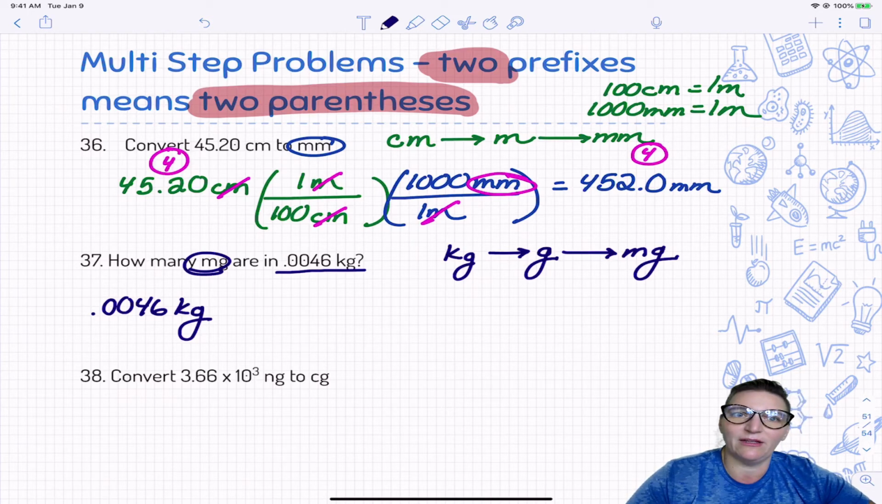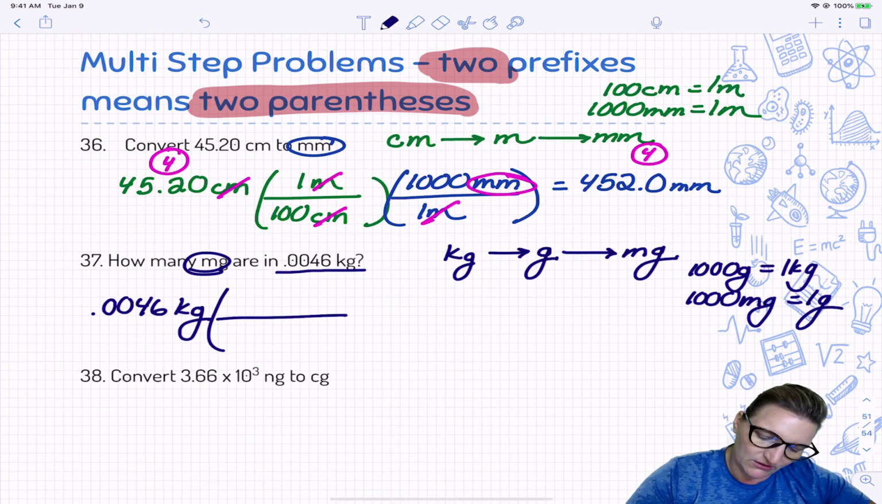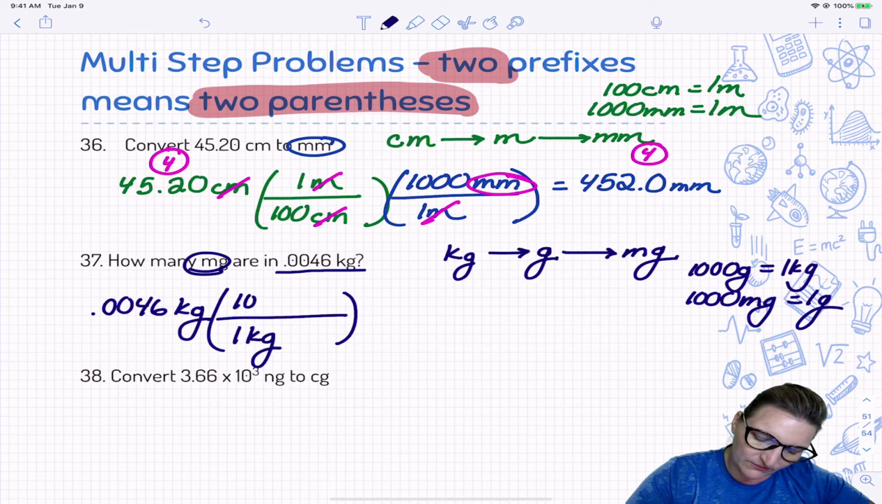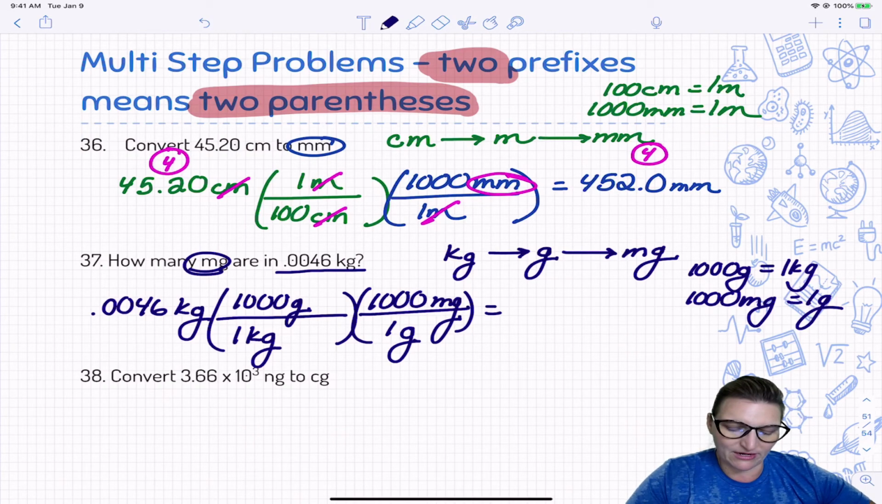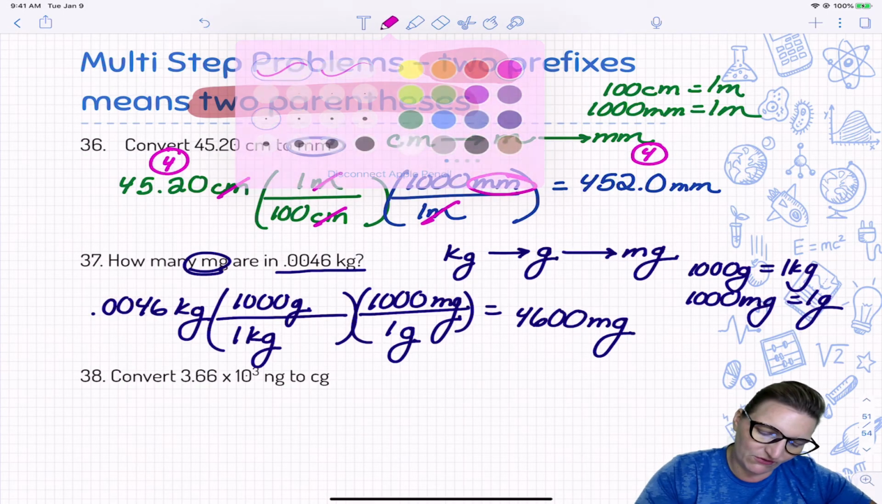So what are my conversion factors? Go back, if you haven't memorized them yet, that's fine. Go back and look them up. It's 1,000 grams equals 1 kilogram, and 1,000 milligrams equals 1 gram. So now I'm placing my conversion factors in there so that the units work out. In my calculator, 0.0046 times 1,000 divided by 1 times 1,000 divided by 1, and so I will get 4,600 milligrams.